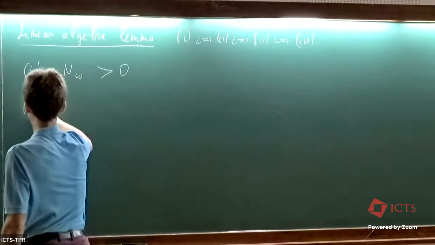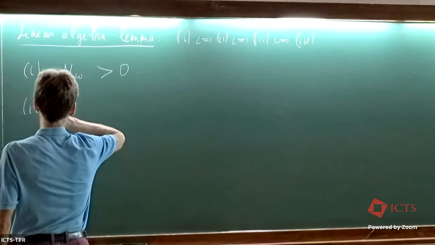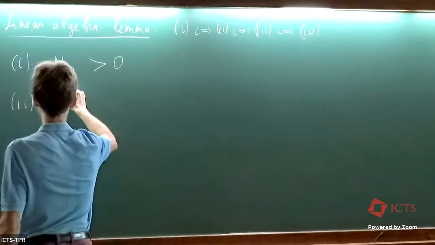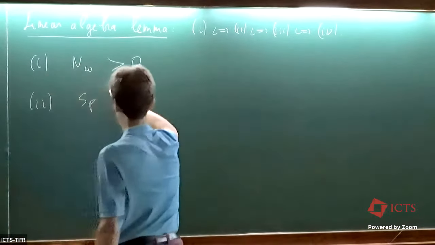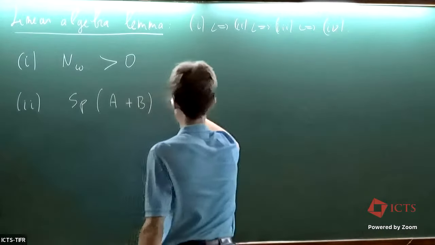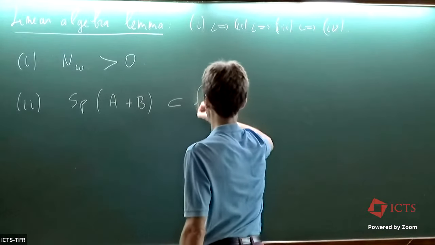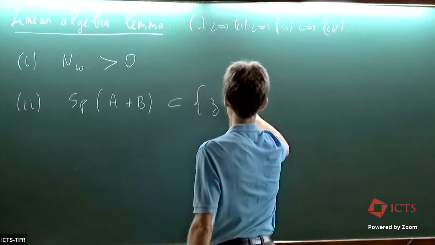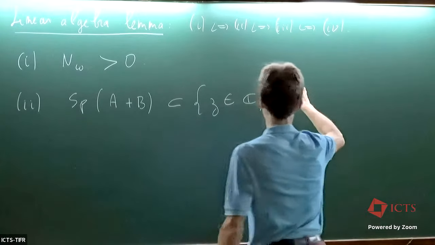The second is the fact that the spectrum of A plus B is included in the set of complex numbers with positive real part.